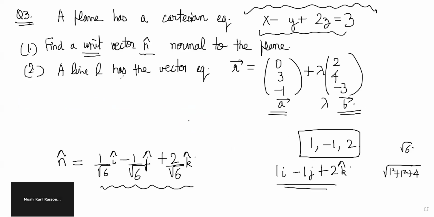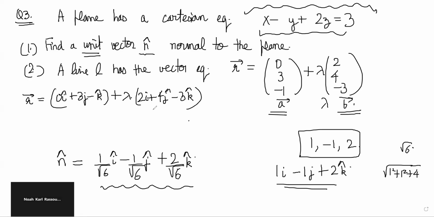Correct? So the line equation can be written as 0i plus 3j minus k plus lambda times 2i plus 4j minus 3k, right? This r will give us any point on the line, correct?